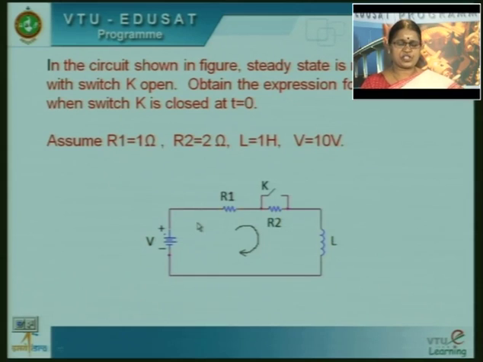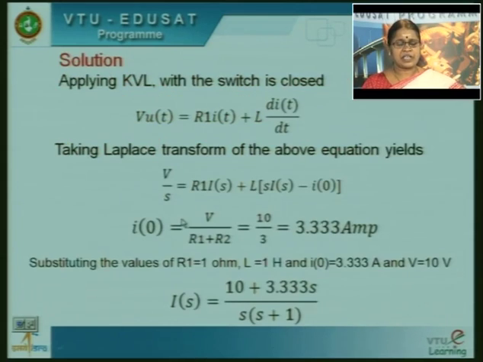If we write the equation for the network at t is equal to 0 plus, there is no effect of resistor R2 because R2 is in parallel with a short-circuited, closed switch. Applying Kirchhoff's voltage law at t is equal to 0 plus, we can write V into U of t, that is the supply voltage, is equal to R1 into I of t plus L into di by dt. There is no R2 term because when you close the switch, there is no current flow through R2 and effectively R1 and L are in series.